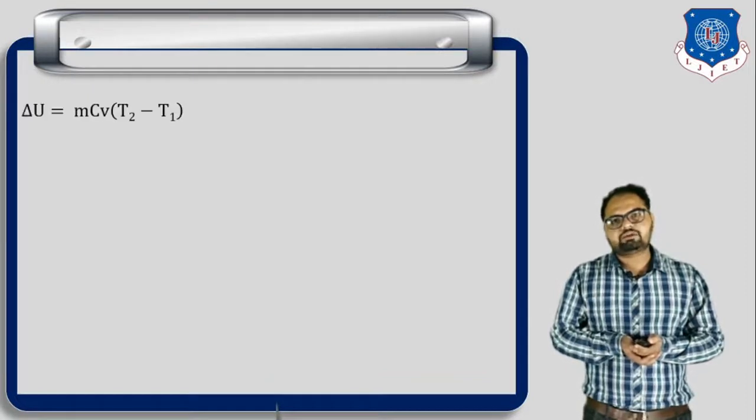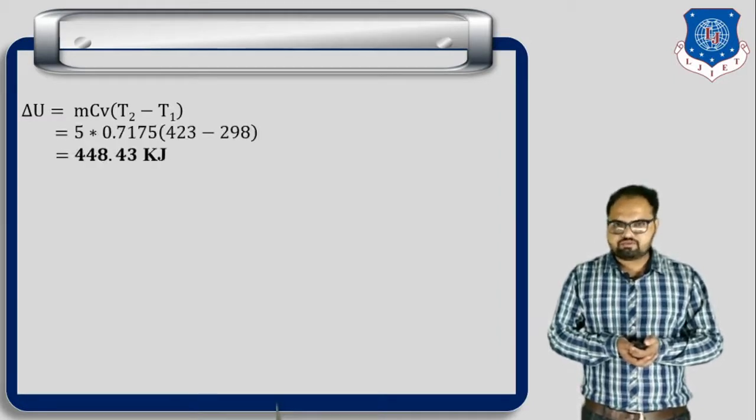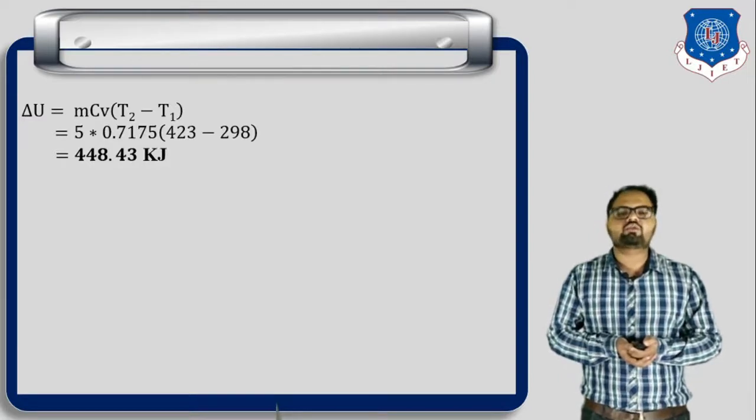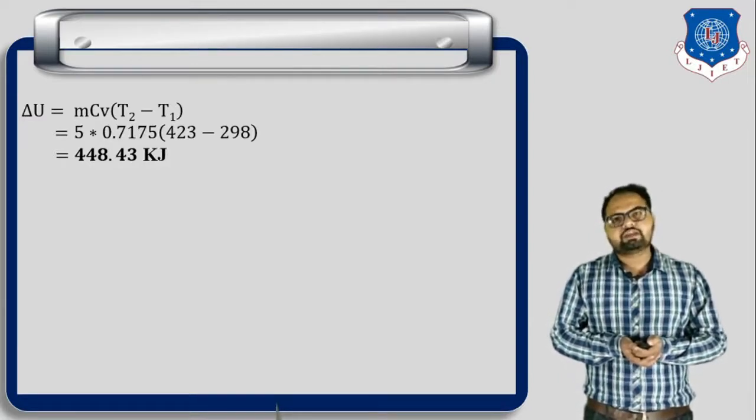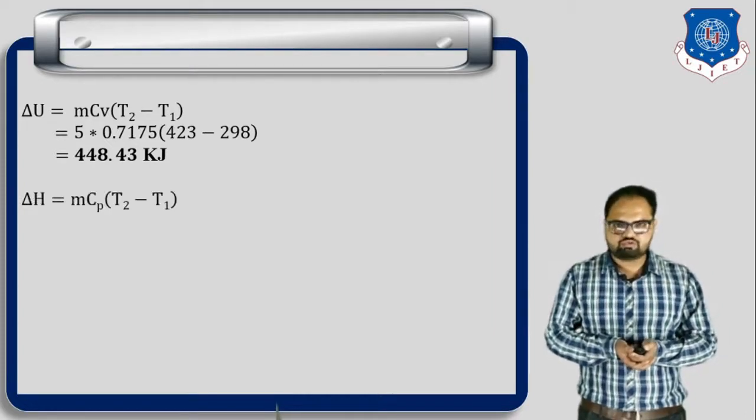Next we need to find out delta U. Delta U is equal to m Cv (T2 minus T1). We have the value of mass, that is 5, Cv 0.7175, T2 423 Kelvin and T1 298 Kelvin. So the final answer will be 448.43 kilojoule.